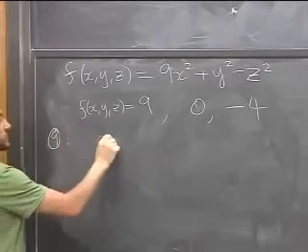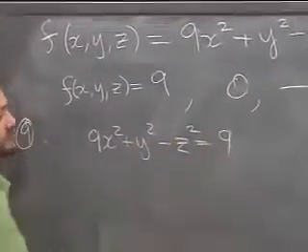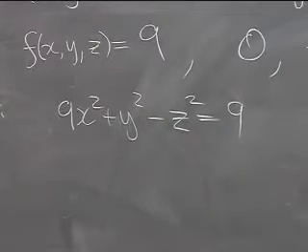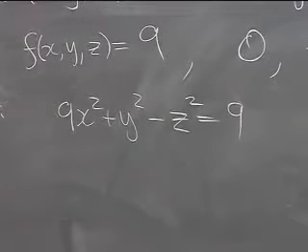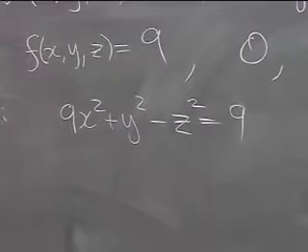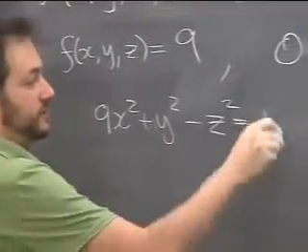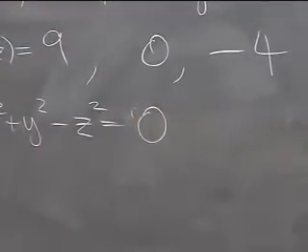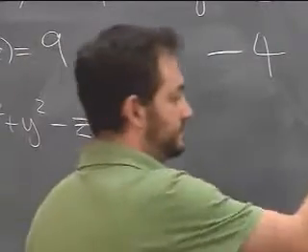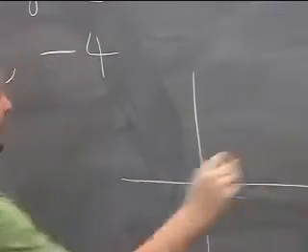We'll have 9x squared plus y squared minus z squared equals 9. We have to sketch that. Well, as we've seen, these sorts of things are hyperboloids, and it's a question of whether they have 1 sheet or 2 sheets. I always like to do the 0 one first when I recognize that. So I'm going to backtrack and change this to 0, because I know it's a cone. It's a cone whose axis is along the z-axis.